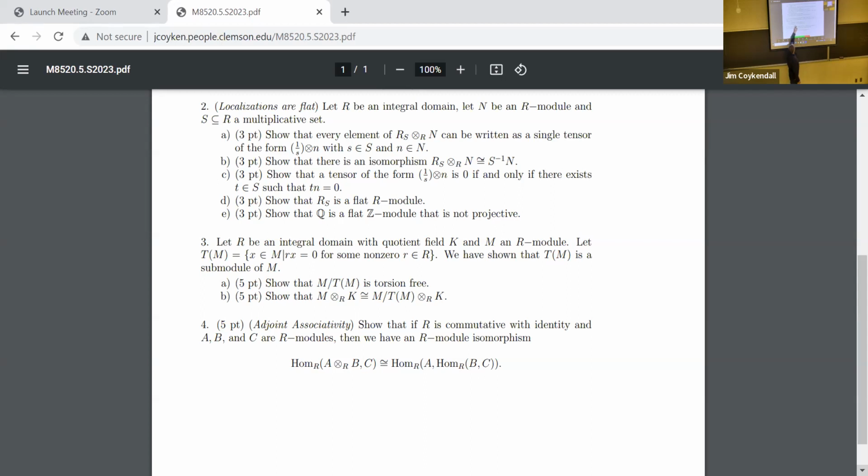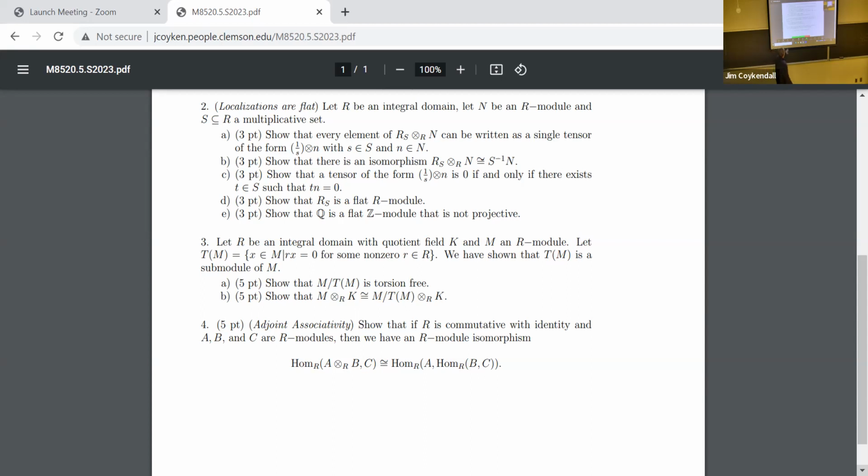And this is what I mean by tensoring kills torsion. If you take your original module, which may be full of all kinds of torsion elements, and you tensor it with the quotient field, it's the same thing as tensoring this part with the quotient field in a certain sense. So basically, when you tensor with K, it comes through and kills all your torsion elements, loosely speaking.